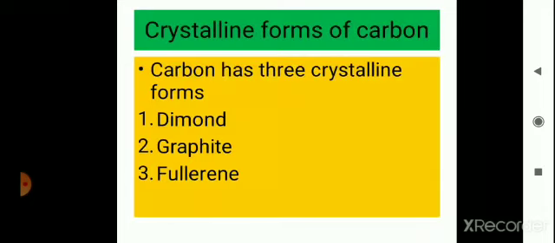Now, which are the crystalline forms of carbon? Carbon has three crystalline forms: diamond, graphite and fullerene. These are the three crystalline forms of carbon, or we can say that these are the three allotropes of carbon atom.